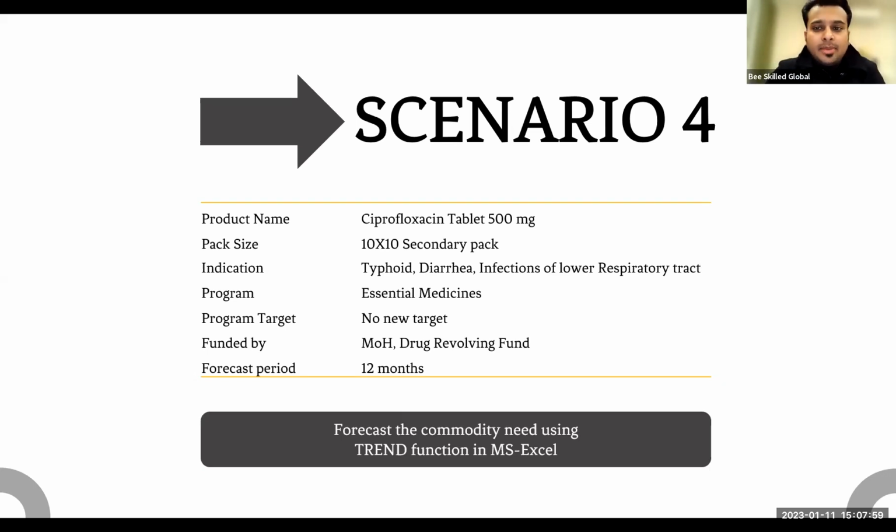Okay, I'm back. In scenario number 4, the data and the context are the same as scenario number 1. So it is again ciprofloxacin tablet, 500 milligrams. It is used for typhoid, diarrhea, and infections of the lower respiratory tract. It's an essential medicines program, with the product available in a pack of 100 tablets. But now in this case, we will not use average monthly consumption; we will do a trend analysis. And using that trend analysis, we will prepare a forecast for the next 12 months.